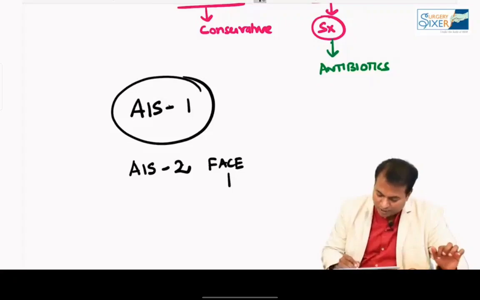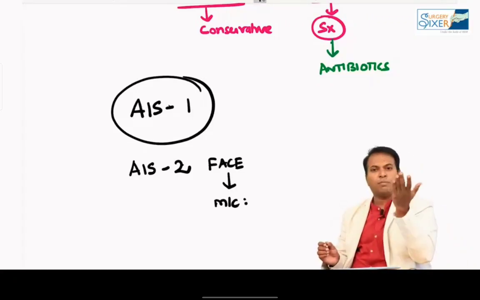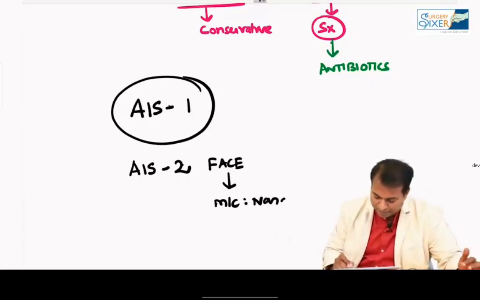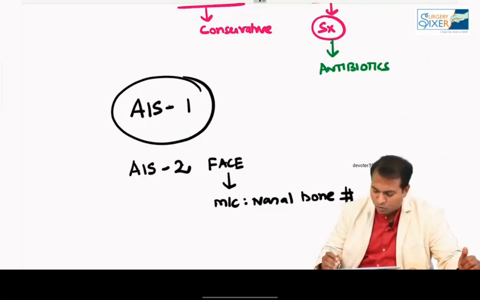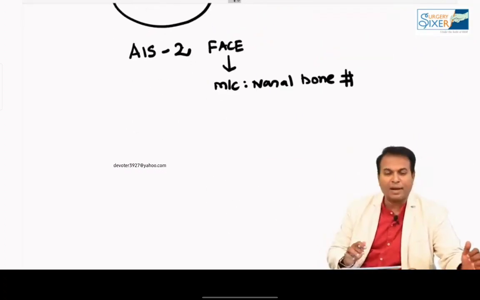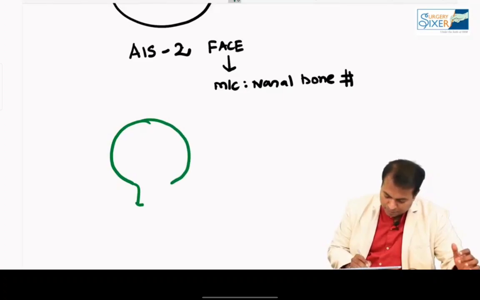In face injury, what is the most common injury? When there is a hit on the face, what is the most common bone fracture? It is nasal bone fracture. That is the most common injury in the face. And there are many other injuries. This is the skull. This is the nasal bone, orbit.